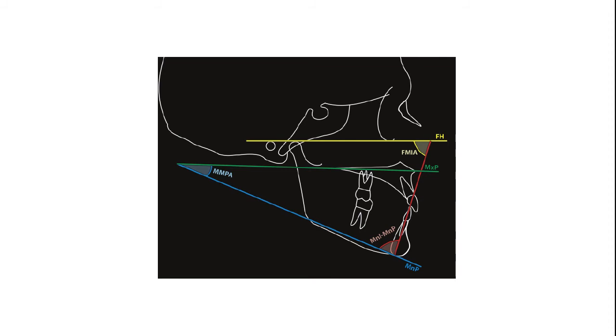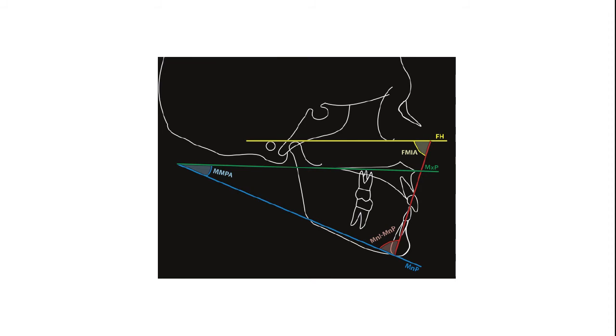A useful check is that the MMPA plus mandibular incisor to mandibular plane angle should be equal to 112 degrees. Hence, for every degree the MMPA exceeds its average value, the expected value of the mandibular incisor inclination should be reduced by 1 degree and vice versa.